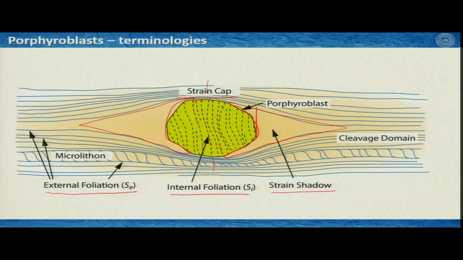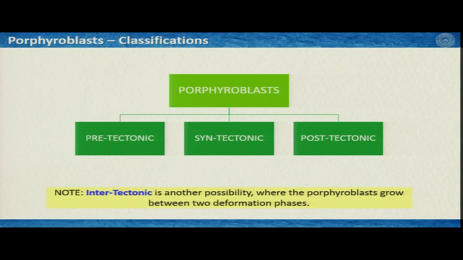As I said, we can have three basic types of porphyroblasts. One is pre-tectonic, another is syntectonic, and the third one is post-tectonic. Pre-tectonic porphyroblasts, as the name suggests, pre, means they were before or prior to the deformation. Syn means during the deformation, and post means after the deformation. So, the classification is very straightforward and simple. If porphyroblasts grow before the deformation, then they are pre-tectonic.